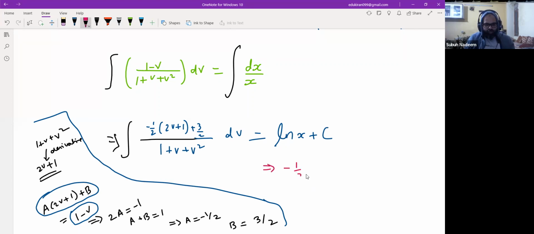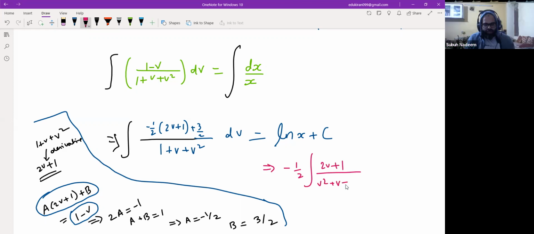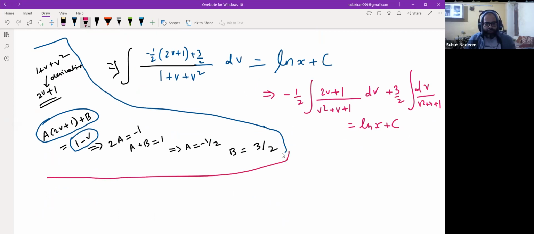So this will be minus half integration of 2v plus 1 by v square plus v plus 1 dv plus 3 by 2 dv by v square plus v plus 1 is equal to log x plus c. So we can write it like this. We can separate both of them and integrate. Now when we integrate the first one, it has the derivative in the numerator and the term in the denominator, so that will be log of mod of v square plus v plus 1.